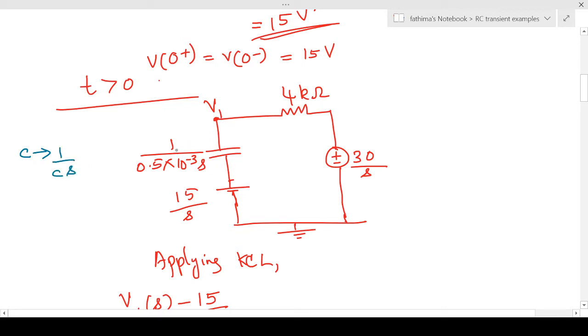So this becomes 1 by 0.5 into 10 raised to minus 3 S. And there is an initial voltage across this capacitor which is equal to 15 volt. So we have to show that voltage also. That is shown by V0 by S. So this is V0 by S, that is a voltage source with value 15 by S. So this is a new circuit, that is the circuit for t greater than 0.